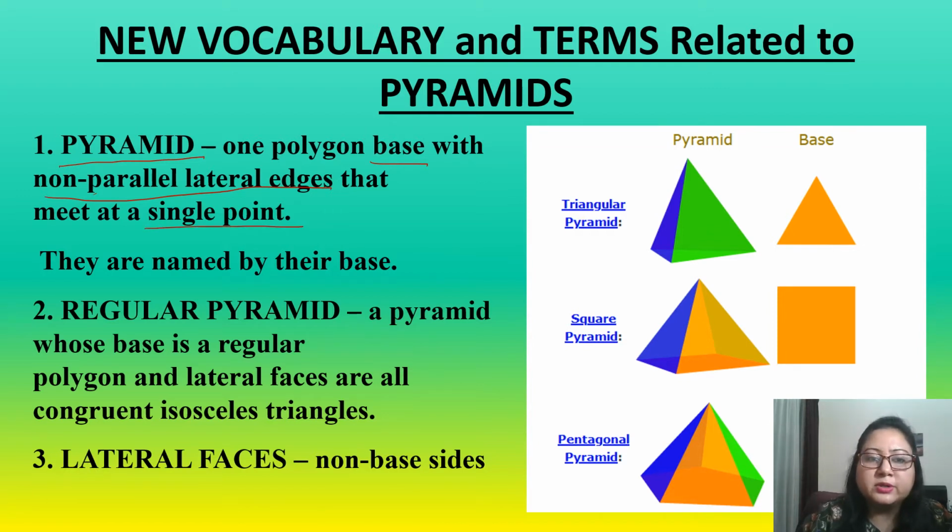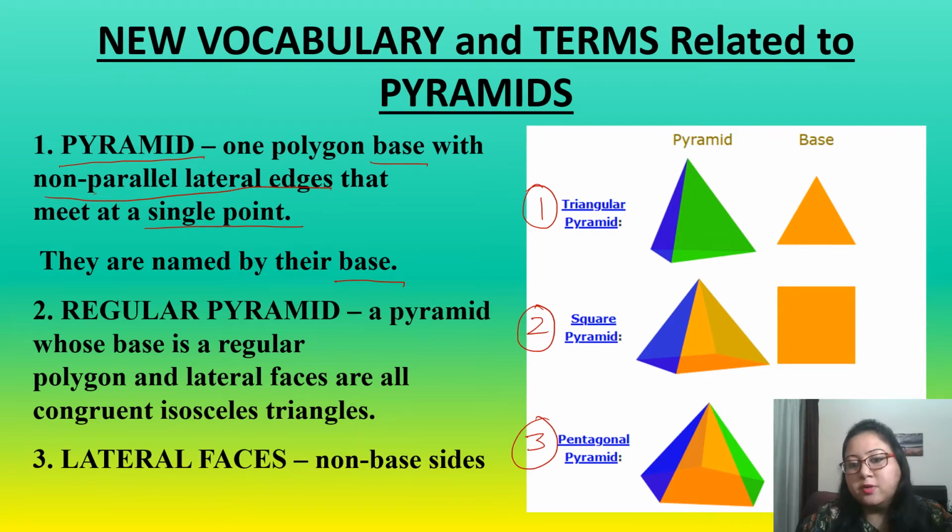Also, a pyramid, just like a prism, is named after its base. So if the base of the pyramid, the face on which the pyramid is standing, is a triangle, then it is called a triangular pyramid. That's the first one. If the base is a square, then it is called a square pyramid. And similarly, if the base is a pentagon, it is called a pentagonal pyramid.